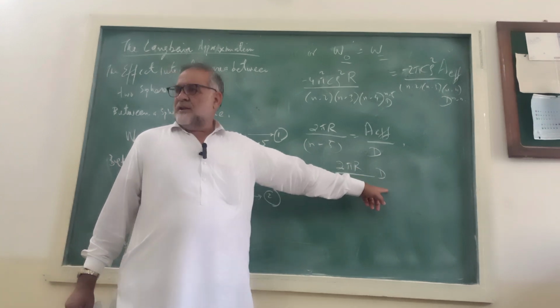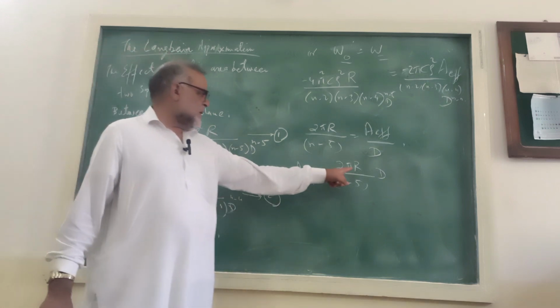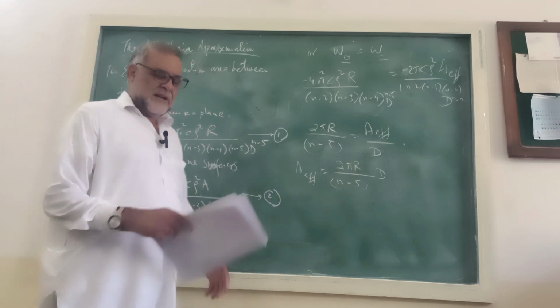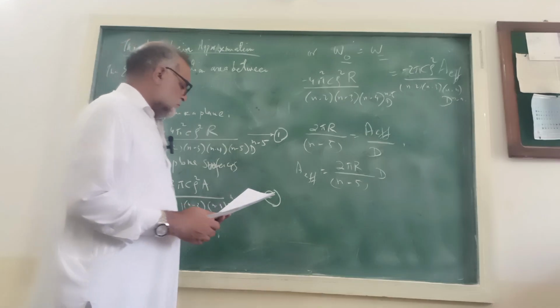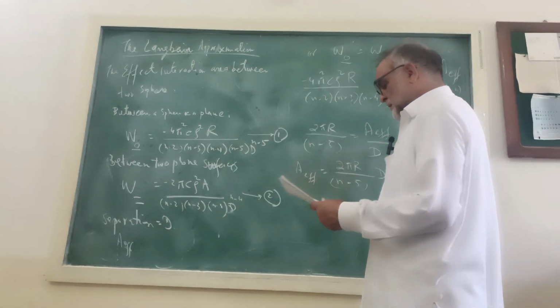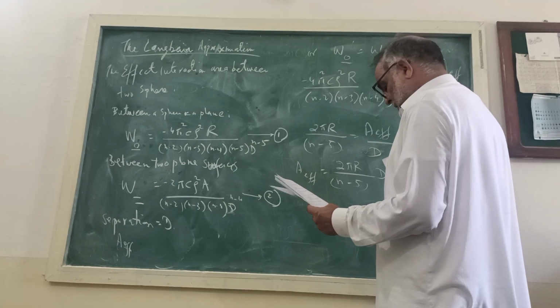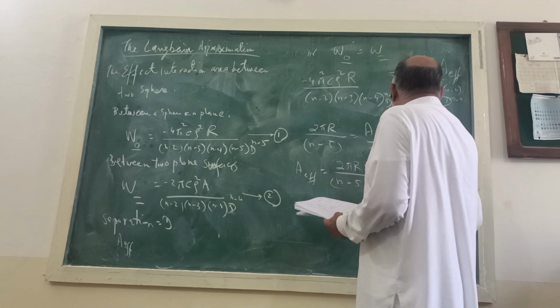At a separation D, that depends upon R, the radius of the sphere, and also on D as well. The greater D is, the greater the effective area should be. So this is equation number 3.